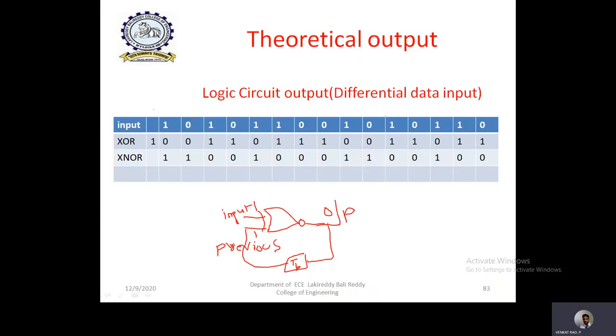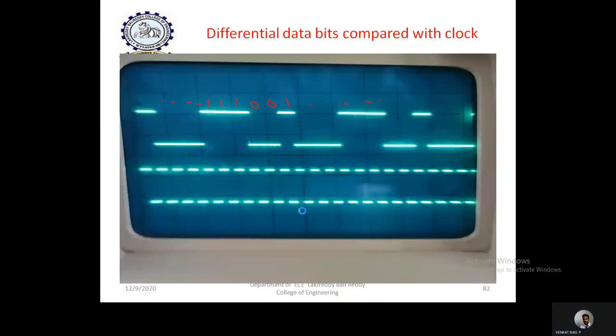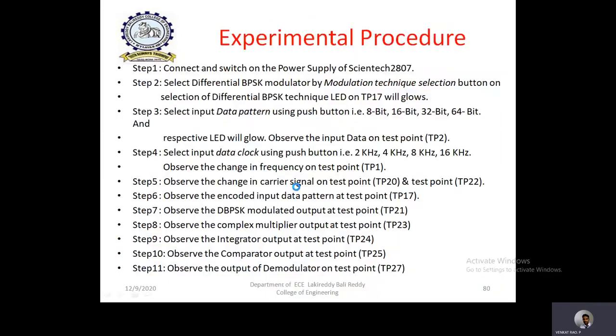Like that, if you perform XOR operations between the present and previous values, you can clearly observe: 0 XOR 0 is 0, 0 XOR 1 is 1, 1 XOR 0 is 1, and so on. This is the XOR output. If it is an XOR gate, this is the output you can observe as the differential data. Where is the differential data coming? This is the differential data in the kit.